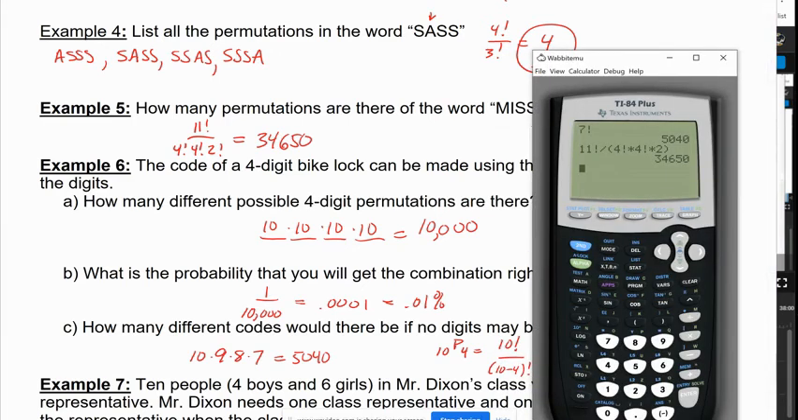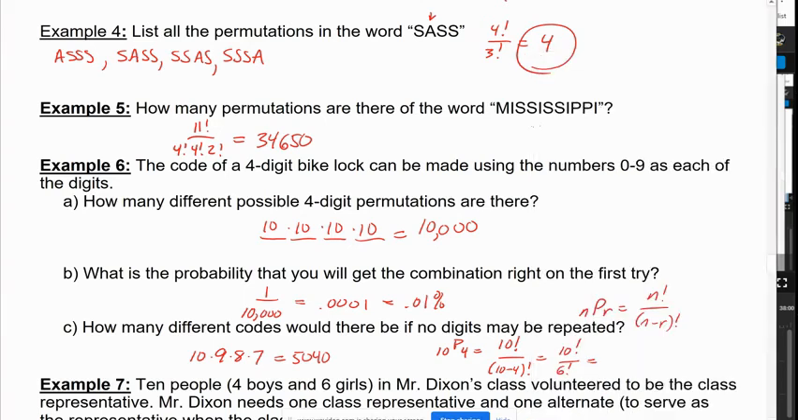And if you do that on your calculator, 10, math, probability, option 4, factorial, divided by 6 factorial. Sorry, that was supposed to be a 6 factorial, not 4 factorial. So 10 factorial divided by 6 factorial is 5,040. Same answer as we got by doing it by the fundamental counting principle method.